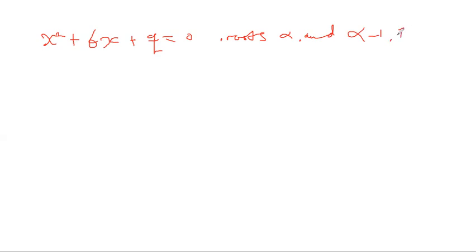Number 9. The roots of the equation x squared plus 6x plus q is equal to 0 are alpha and alpha minus 1. Find the value of q. So we are finding the value of q.